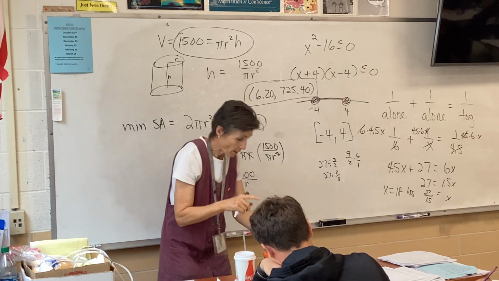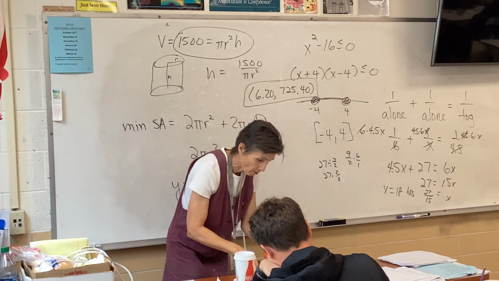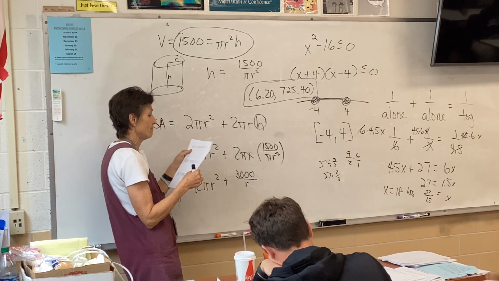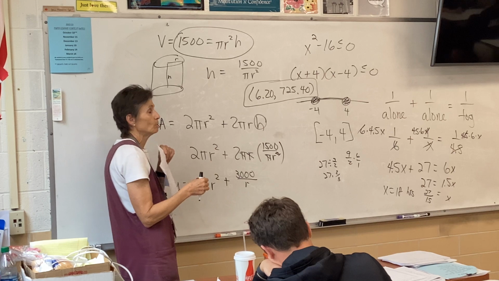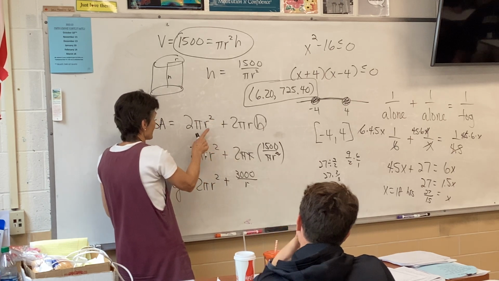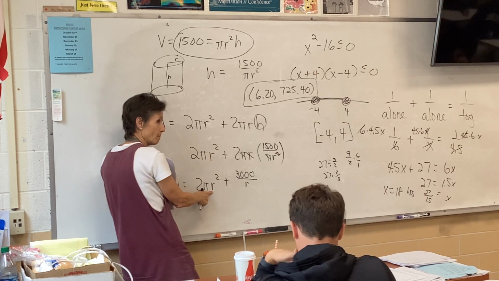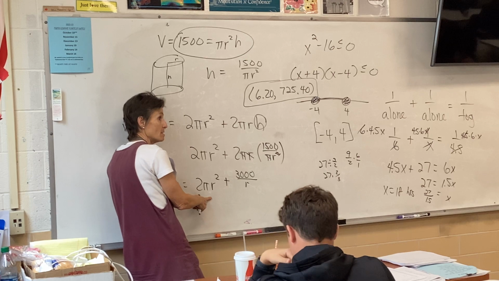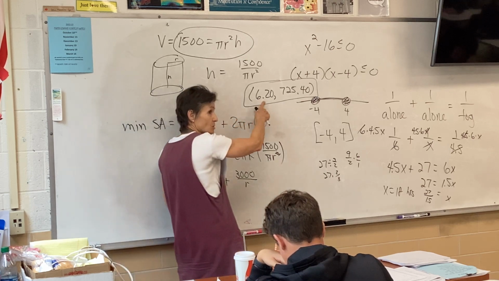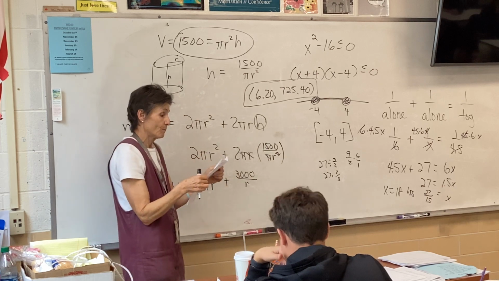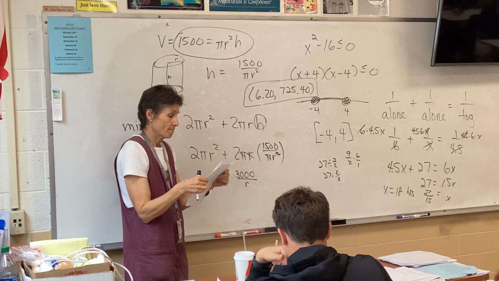So let's answer the question. These are the ones we always have to be careful. Find the radius of the can that will minimize the amount of aluminum. So remember, when I wrote my equation here, I have r's, but when I typed it into my calculator, that became x, right? So isn't the radius just the x coordinate? So that'll be 6.20 centimeters.